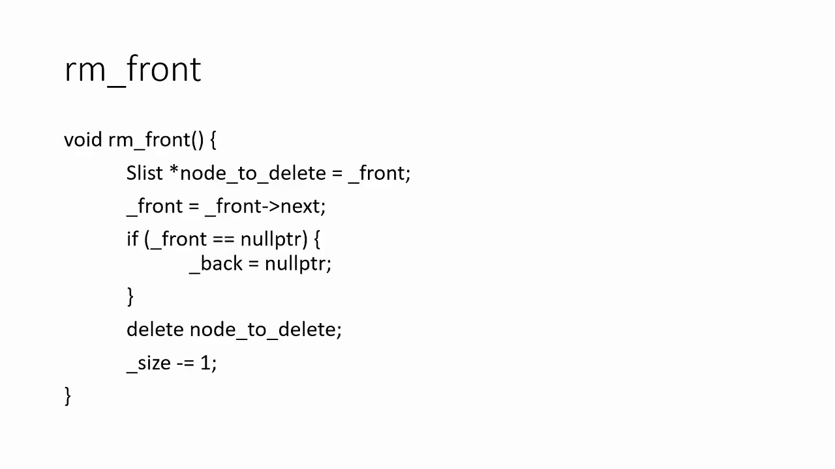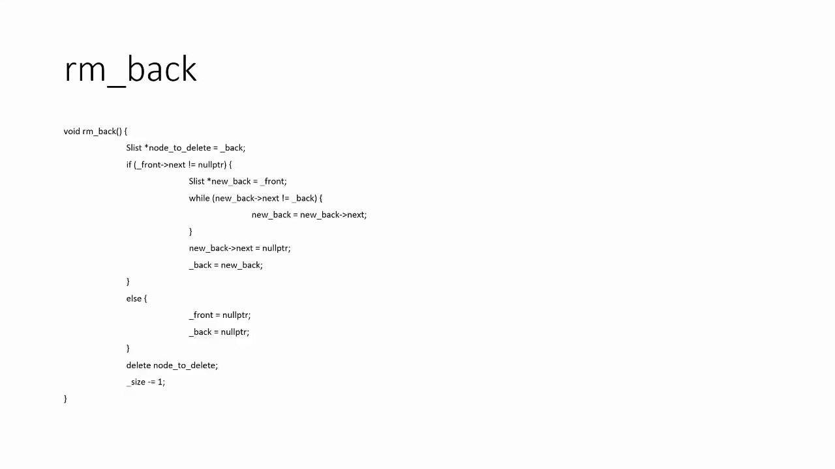So what I'd actually like to propose is having this method as your remove front. If your front is equal to null pointer after you've shifted front to front next, then back is equal to null pointer. With that, we're going to go to our last method, remove back.